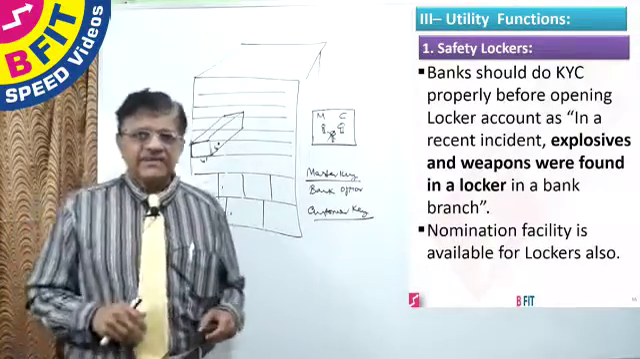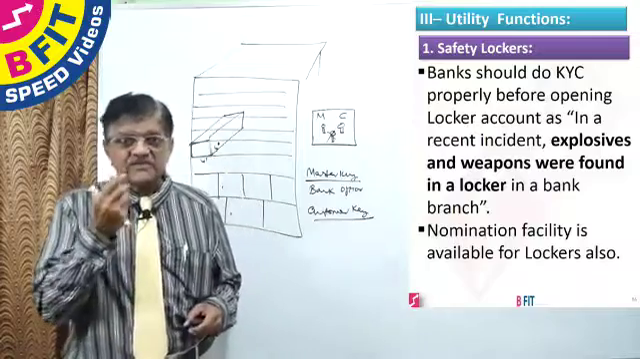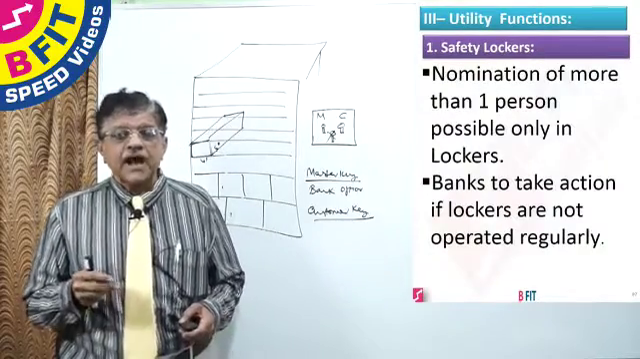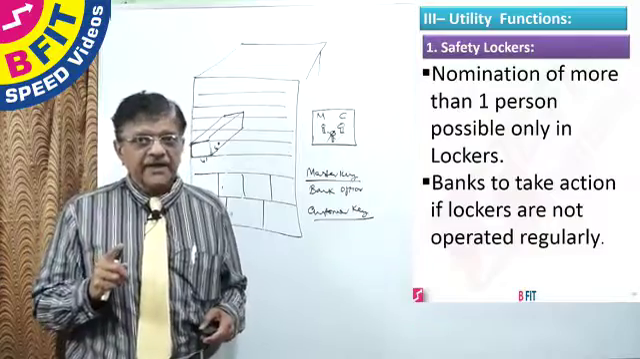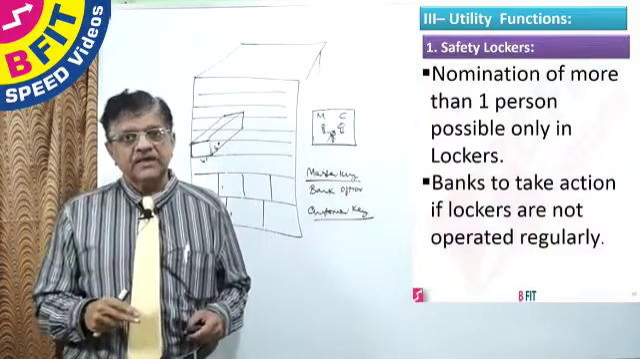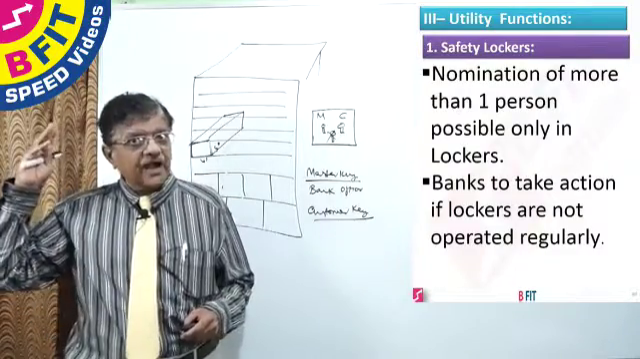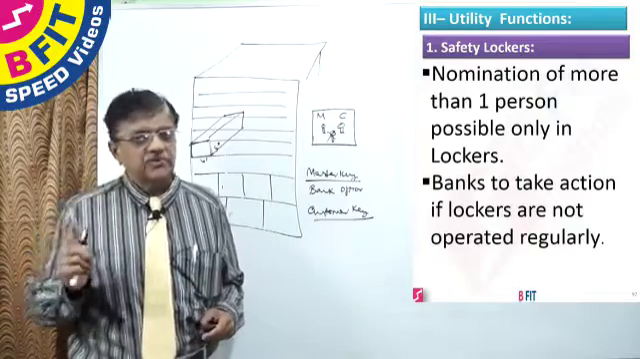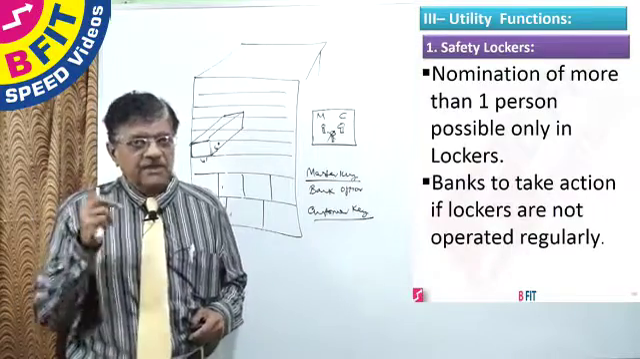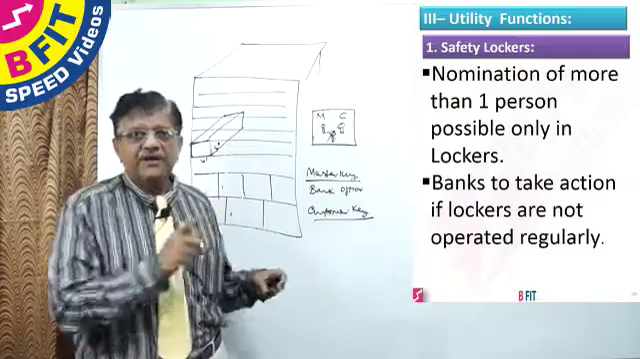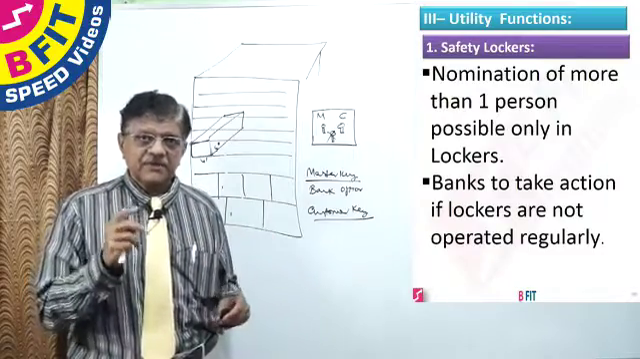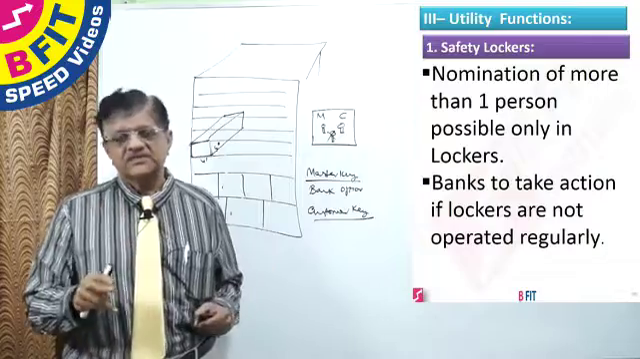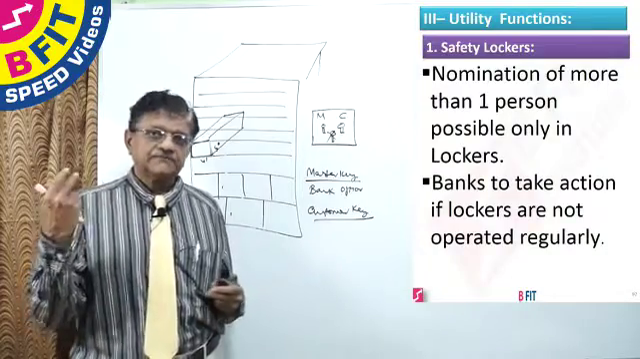And another development is, like deposits, nomination facility is also allowed in lockers. And only for a locker you can have 2 nominees. Suppose you have joint accounts. For a joint account there can be only 1 nominee. You cannot have 2 nominees for a joint account. On the other hand, if there is a joint locker operation, the rules permit that you can have 2 nominees for a locker.